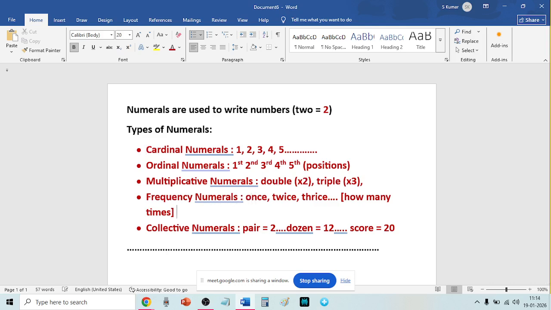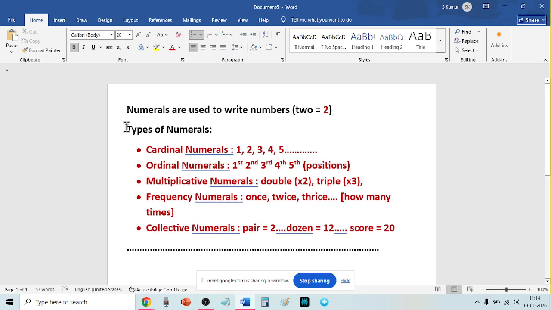Like I told you, see, how many times I am writing A? I have written once. Right? This I have written once. Now I have written twice, 2 times. Now I have written thrice, 3 times. That is repetition. How many times repeated? And collective numerals: 1 pair is 2, 1 dozen is 12, 1 score is 20.